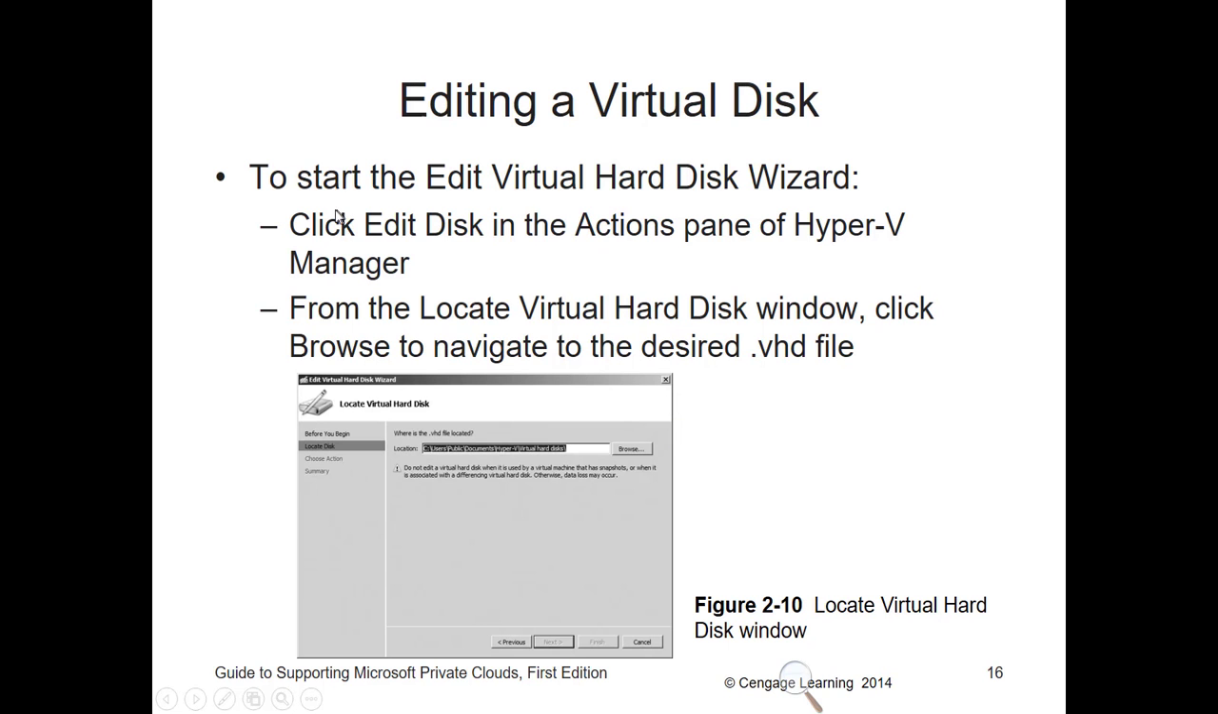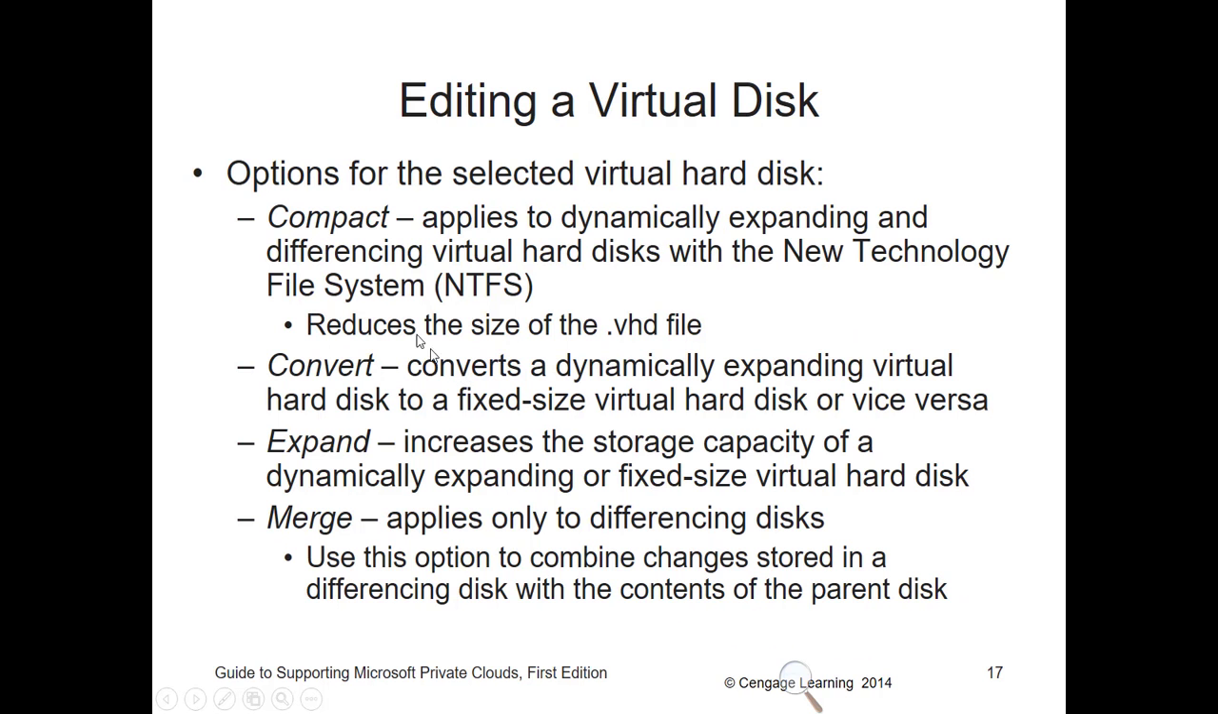Editing a virtual disk. To start the edit virtual disk wizard, we tried to edit the virtual disk as well, and the options were compact, convert, expand. Merge was not there, but three options were there. Compact applies to dynamically expanding and differencing virtual disks only. So you can make them compact, right? You save space by making them smaller, right? And you don't lose data as well, right? So it reduces the size of the .vhd.